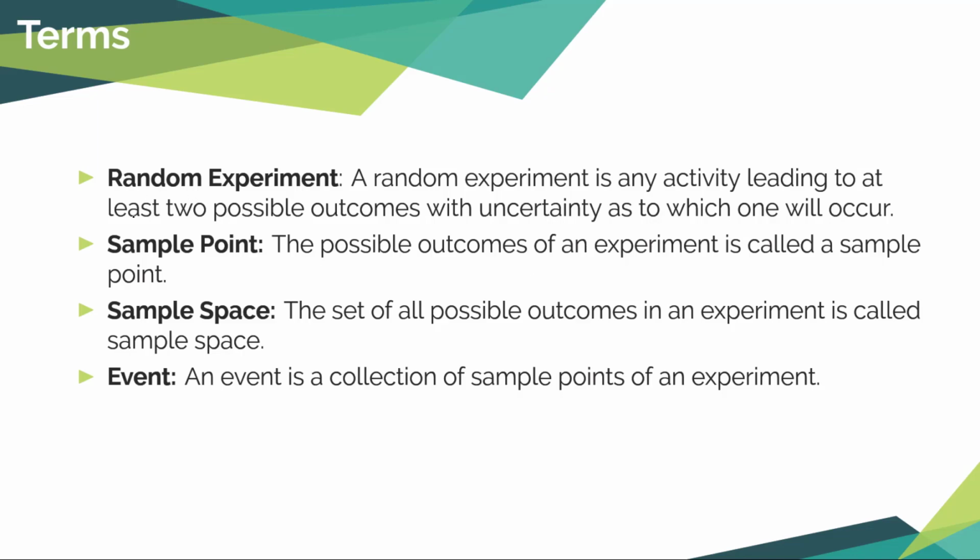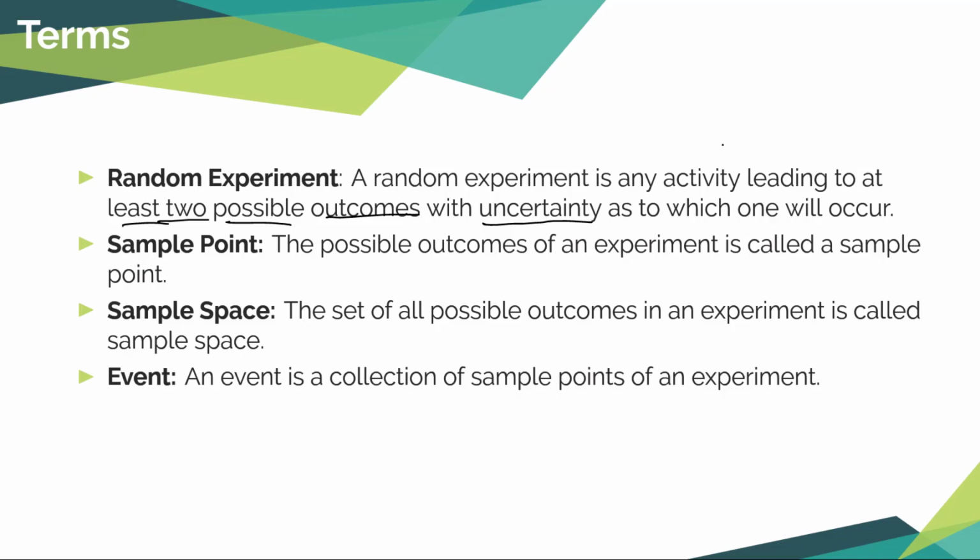First one is random experiment. Now, a random experiment, we all know what is experiment, right? Where we try something and we find out we get an outcome. Now, an experiment will be called a random experiment if it leads to at least two possible outcomes. So there must be at least two possible outcomes with uncertainty. When starting the experiment, we will not be certain about the outcome.